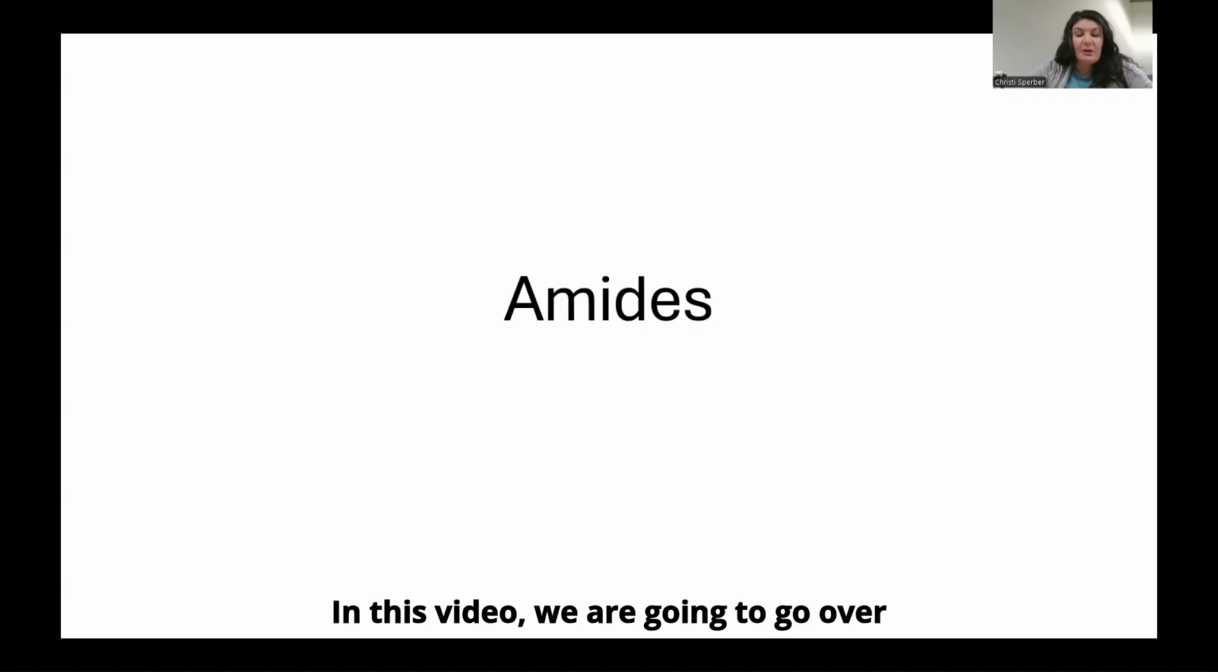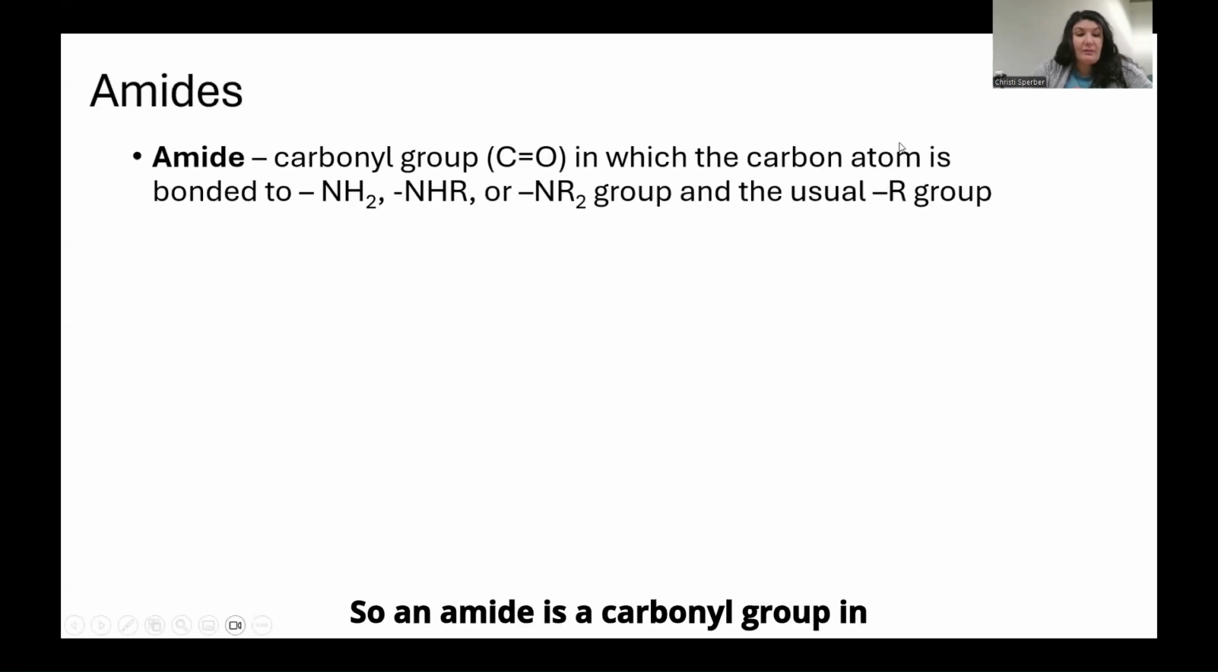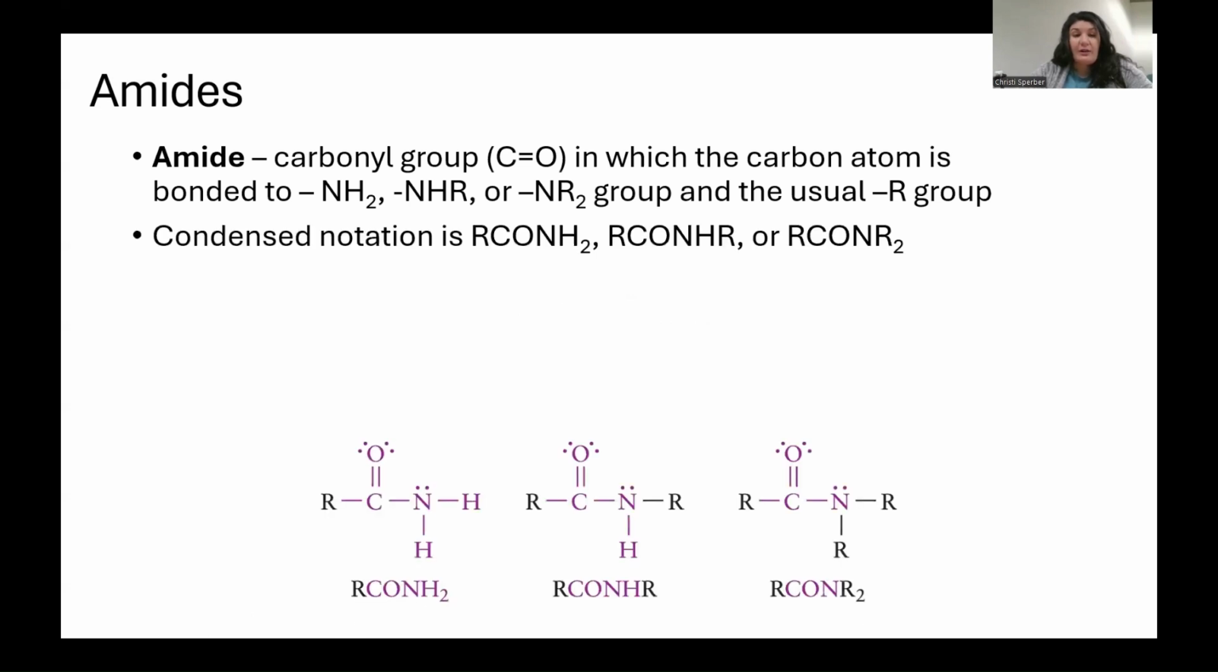In this video, we are going to go over amides, the functional group amides. So an amide is a carbonyl group in which the carbon atom is bonded to an NH2, an NHR, or NR2 group, and the usual R group. The condensed notation is either RCONH2, RCONHR, or RCONR2.